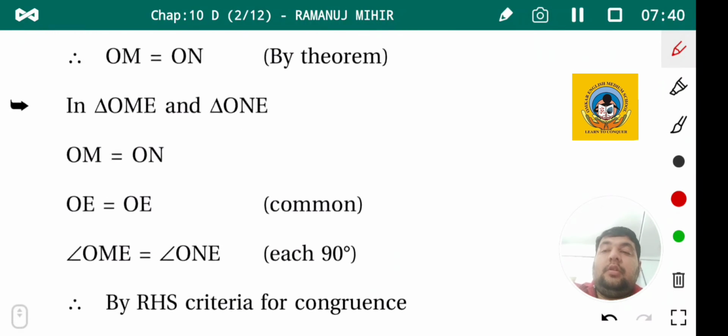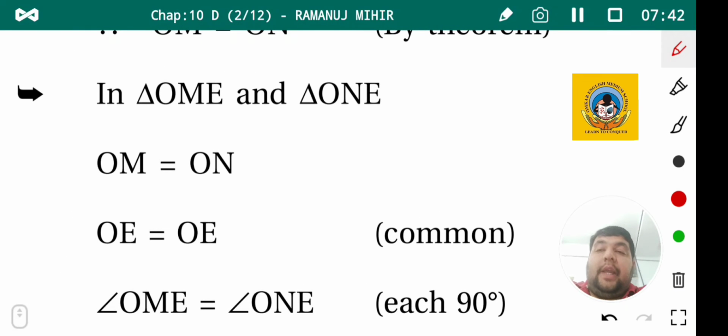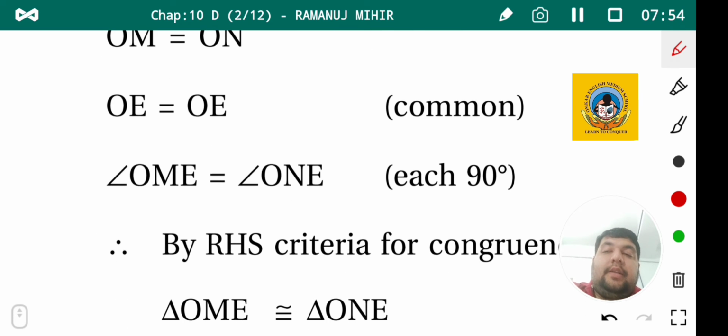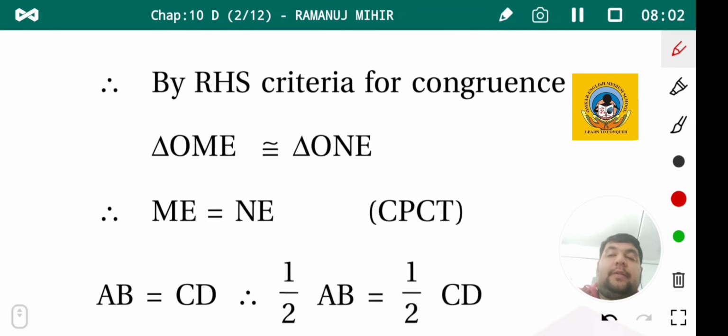Now take two triangles, that is OME and ONE. So OM is equal to ON, OE is OE, that is the common side between the triangles, and angle OME is equal to angle ONE because they are 90 degrees. So by RHS criteria they are congruent. So OME is congruent to ONE.